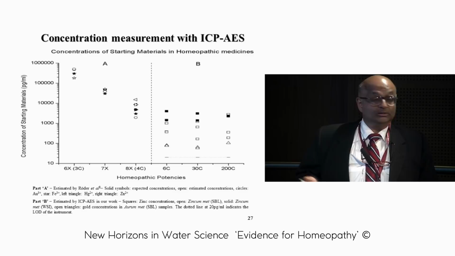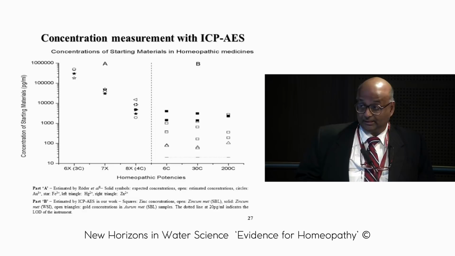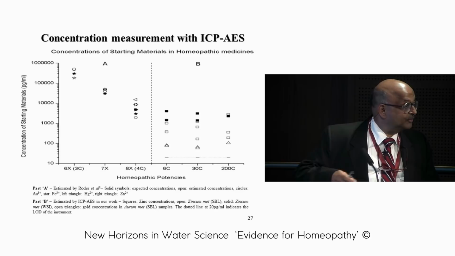With modern analytical tools such as ICP-AES and ICP-MS, we can see that there is a very definite concentration of a few hundred to a few thousand picograms per ml, which drops with potency until about 6C, and thereafter it levels out. Each of these is a measurement from different batches and different suppliers. The error of a single measurement is within the symbol, but you can see there is error between manufacturers, and between batches of the same manufacturer. How does this happen?